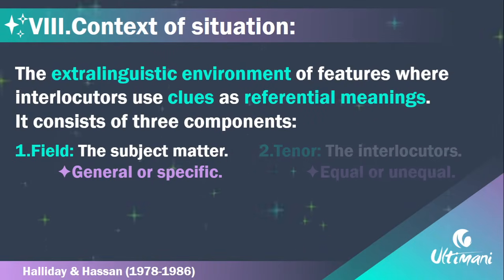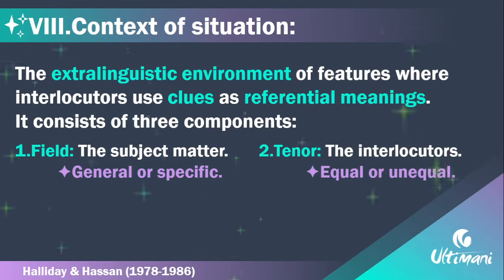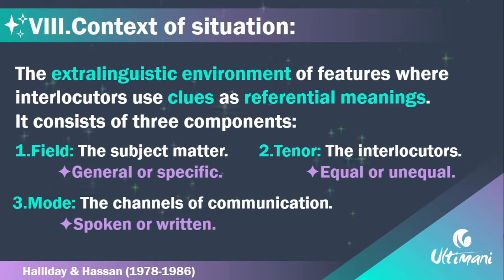The second one is the tenor, which is the interlocutors, and they can be either equal or unequal, according to their closeness and status. They can be friends, neighbors, strangers, or anything else. The third component is the mode, which is the channels of communication, spoken or written.